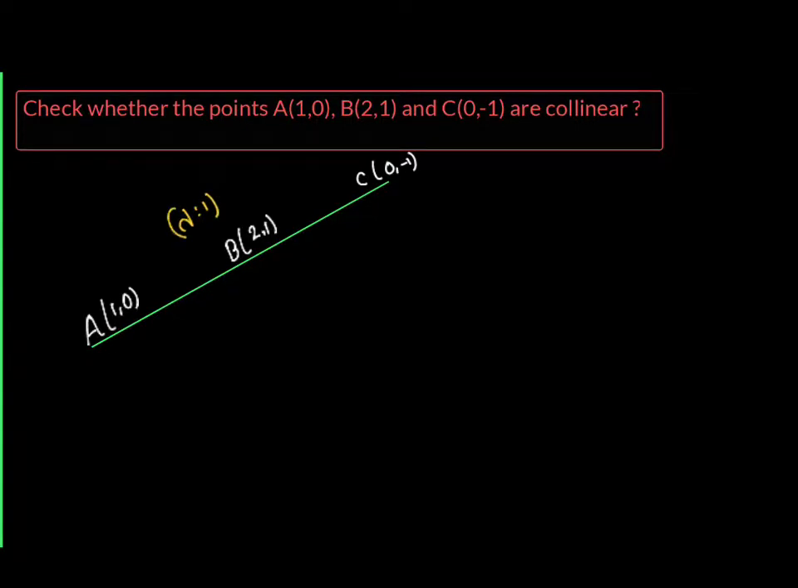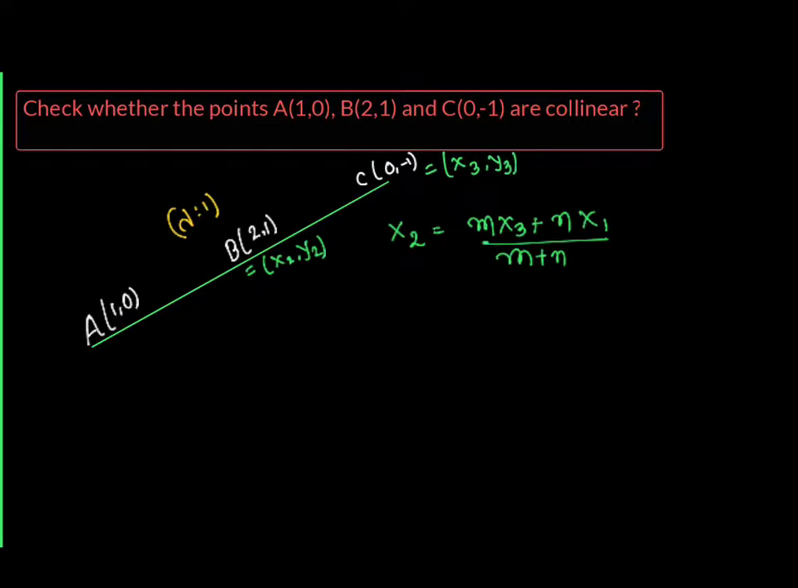Now using the section formula, the point B is (x2, y2). So x2 equals (m x3 + n x1) divided by (m + n). Here x3 and y3 are the coordinates of point C, and x1 and y1 are the coordinates of point A.